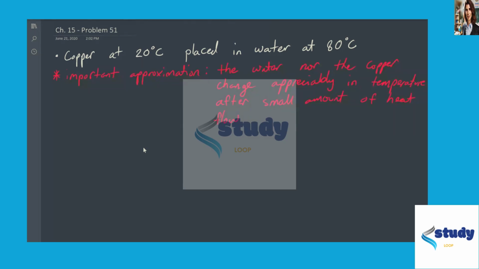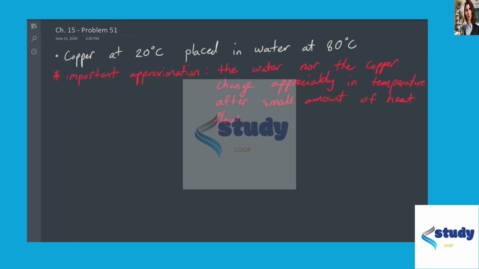So we are told that a block of copper at 20 degrees Celsius is placed in water at 80 degrees Celsius. And we are asked to calculate the entropy change of the copper, the water, and then the entire universe. An important approximation firstly is that neither the water nor the copper change appreciably in temperature after the small amount of heat flow of 1 joule.